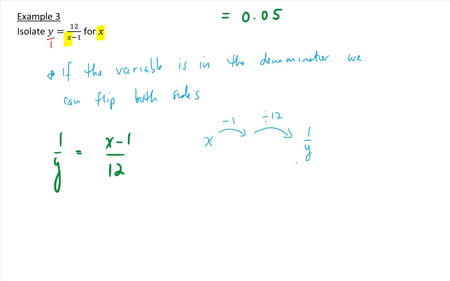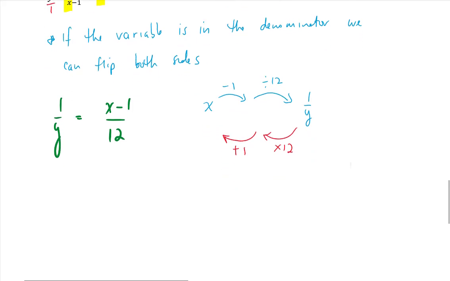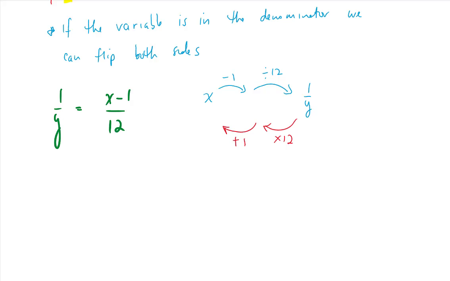So let's undo these operations. Divide by 12 is to multiply by 12, and minus 1 is to add 1. So this is saying we're going to take 1 over y, we're going to multiply by 12, and we're going to add 1. And what that will equal is our x. So again, we started here, we multiplied by 12, added 1, and that equals our x.